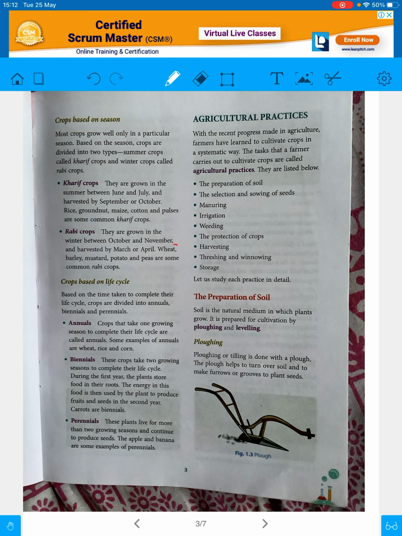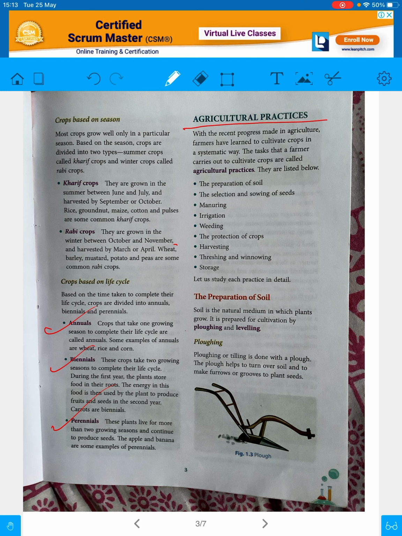Now, then we have learned about crops based on life cycles. There are annuals, biennials, perennials. Annuals are the crops whose life cycle is only 1 year. Biennials have a life cycle of 2 years, and perennials are those whose life cycle is more than 2 years. More than 2 years are known as what? Perennials. Okay.